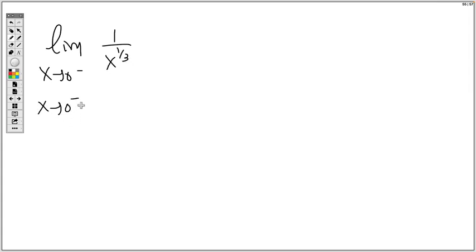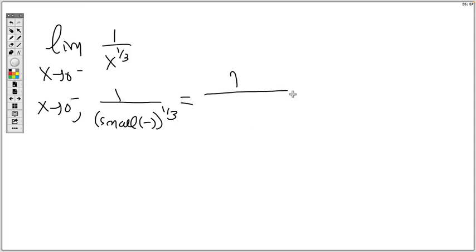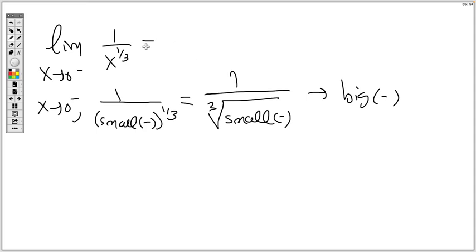So as x comes into 0 from the right, 1 over, I got a small negative to the 1/3 power. So I've got a small negative that I'm taking the cube root of. If you take the cube root of a negative, what kind of number do you get? Negative. If 1 over a small negative is going to give me what kind of number? A big negative, so that limit is going to be what? Negative infinity.